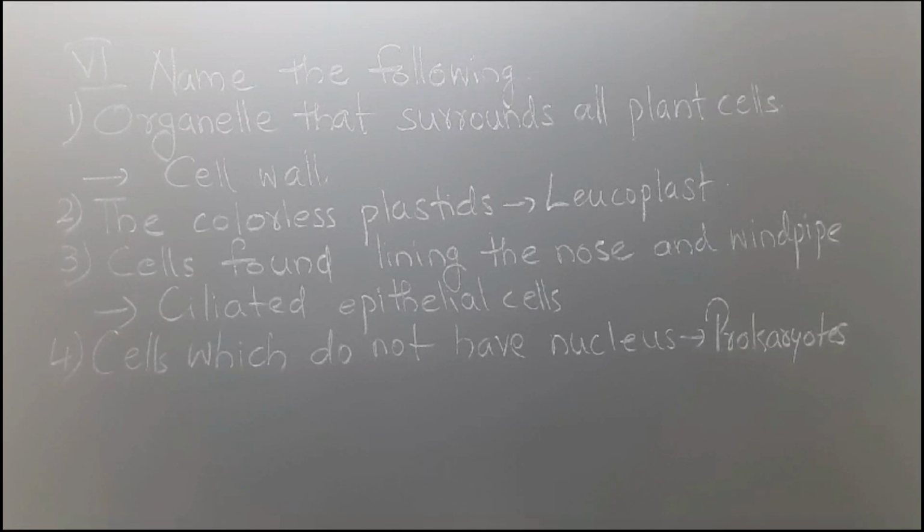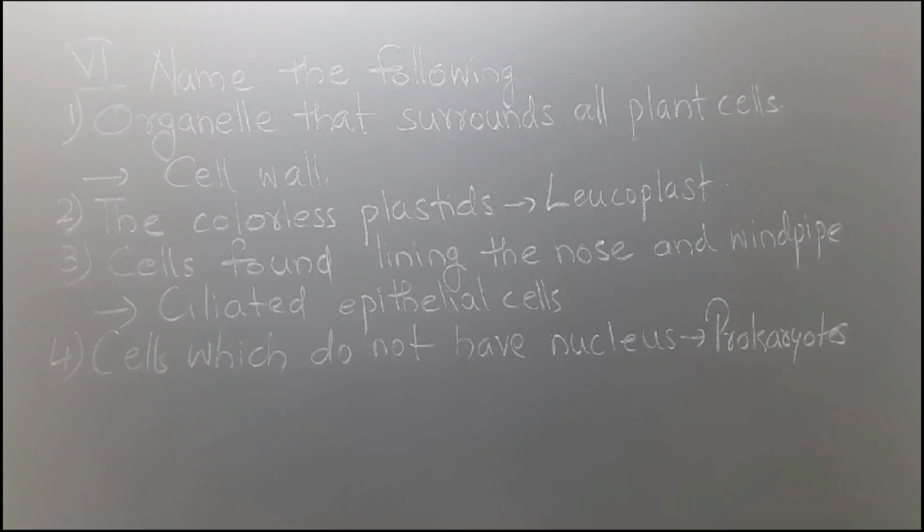3. Cells found lining the nose and windpipe. That is ciliated epithelial cells where cilia are present. So cilia is the one protect from the dust and dirt and any insects, and small flies. The cilia doesn't allow it goes to the inside the nose and windpipe. So where cilia is there, on ciliated epithelial cells, cilia are there.